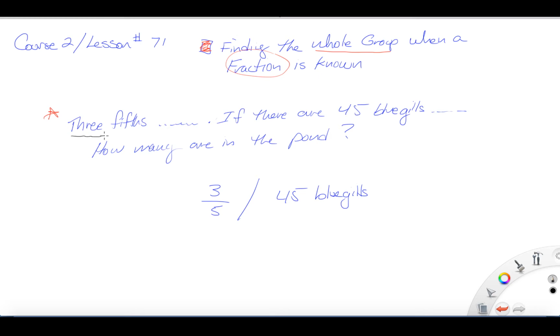So what I've done is I've highlighted two important numbers that we find here. First is a fraction, which is 3/5, and then the last is 45 bluegills, and then it asks us how many total. So we have to figure out, with a fraction and part of the total, what the entire total was. Okay, so when you do problems like this, I'm going to erase this and rewrite up here the fraction 3/5 and 45 bluegills.